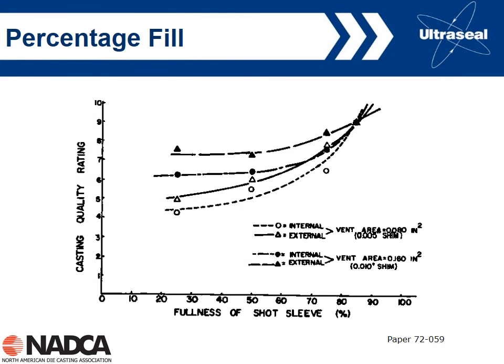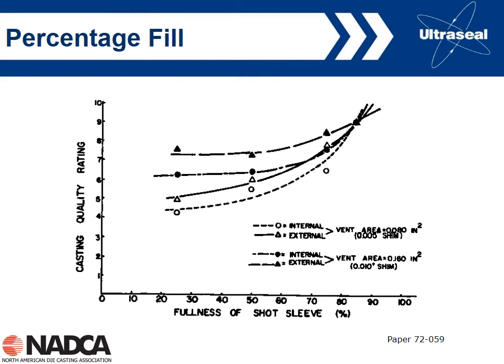So here's some data from the 1970s, from a paper from 1972, and what we're looking at is the percentage fill of the shot sleeve, and also different vent areas. So looking at vent area from 0.08 square inches, and then doubling it to 0.16 square inches. And what it shows is that large vents, i.e. the solid triangles and circles, large vents give you less porosity, a higher quality rating, both internal and external quality.